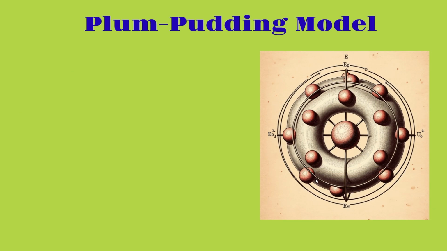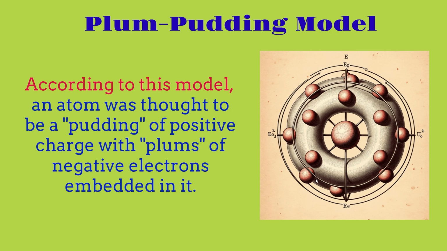So this was J.J. Thomson's model, and it's called the Plum-Pudding Model. This is how he imagined the atom actually was. According to this model, the atom was thought to be a pudding of positive charge with plums of negative electrons embedded in it. Inside of his model, he said that there was one big circle, as you can see here in the image, that would be considered the positive charge, and inside of this big circle there were plums, and these plums are called electrons.